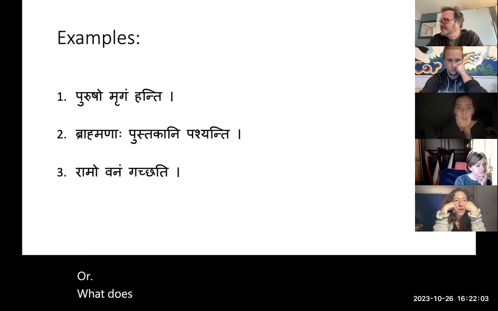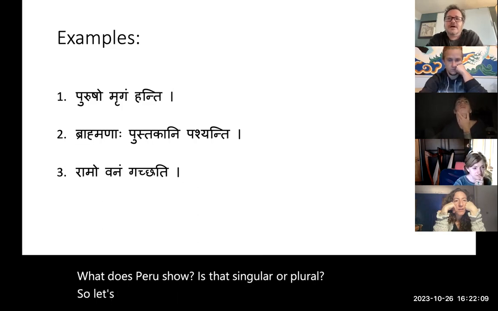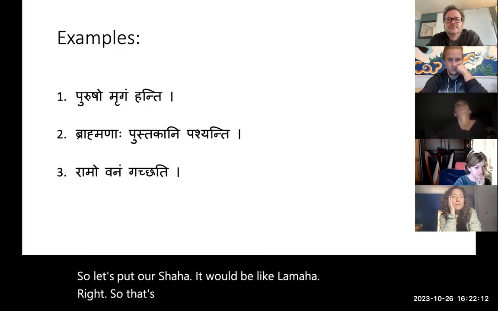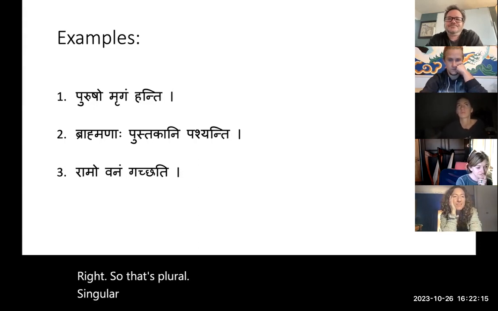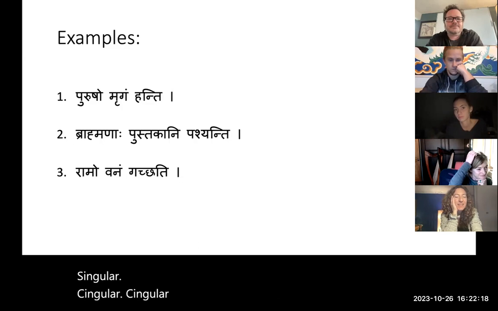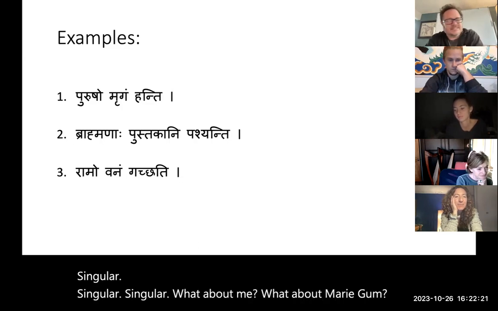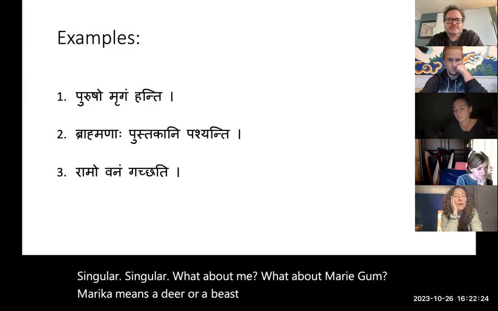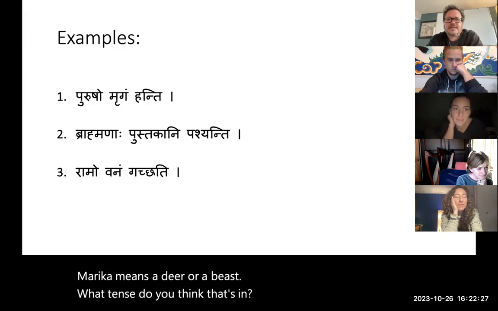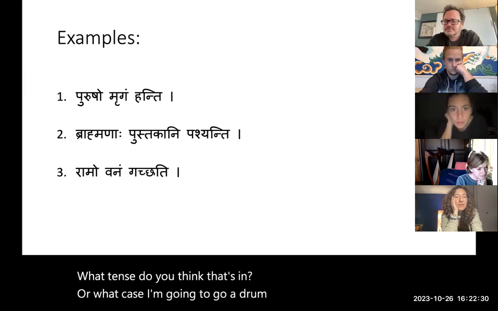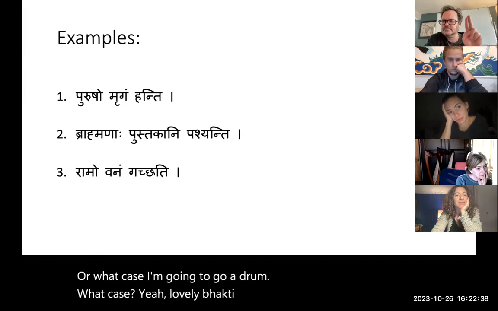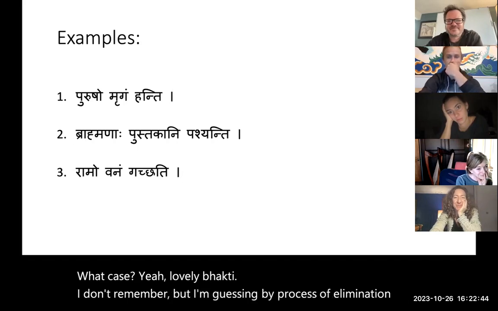What does Purusho? Is that singular or plural? So it's Purushaha. It'd be like Ramaha. Right. So that's plural. Singular. Okay. So what about Mrigam? Mrigam means a deer or a beast. Okay. What tense do you think that's in? Or what case? Mrigam, like Ramam. What case? Yeah. What vibhakti? I don't remember, but I'm guessing by process of elimination that it's a plural one.